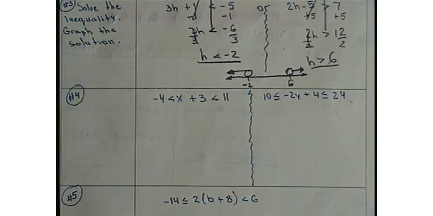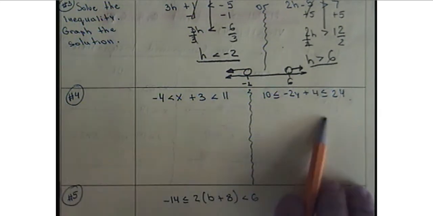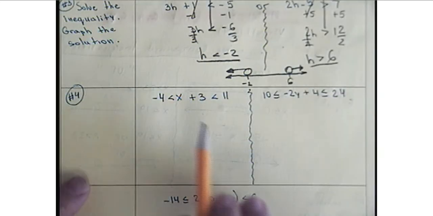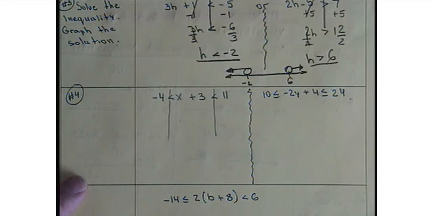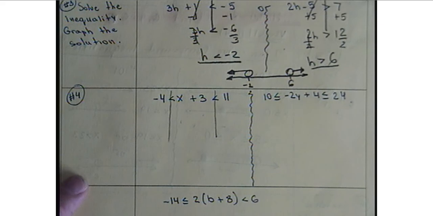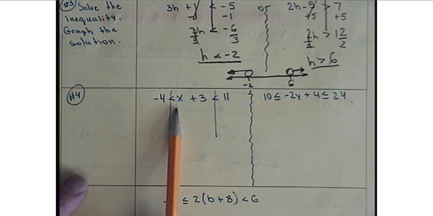Next one, we have negative 4 less than x plus 3 less than 11. So notice those are not two different examples. Let's focus on the first one. When you have two inequality symbols in one example, make sure you draw a line and you're solving the inequality as we know. So our goal is to get x itself in the middle. So in the final answer, x will be itself in the middle.